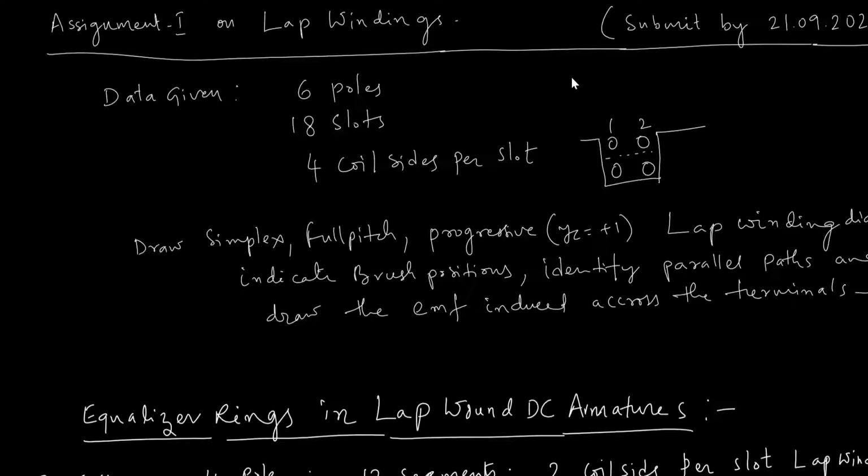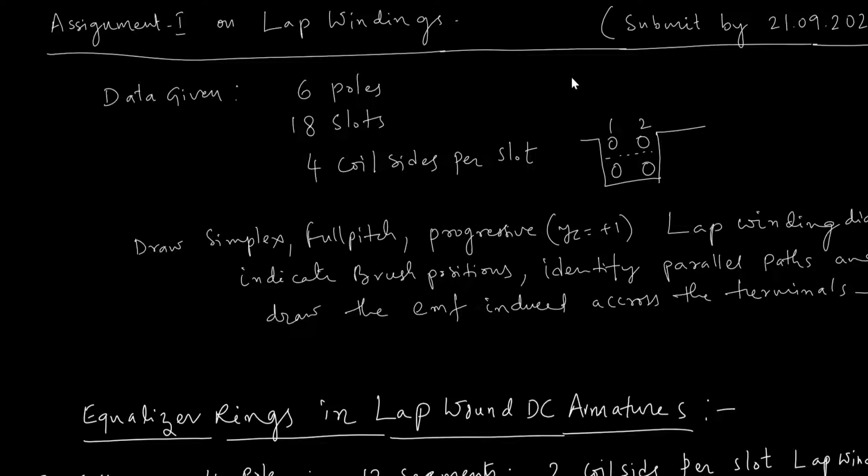So we have completed almost all lap winding types: simplex, duplex and multiplex lap windings with full pitch coils and fractional pitch coil spans.